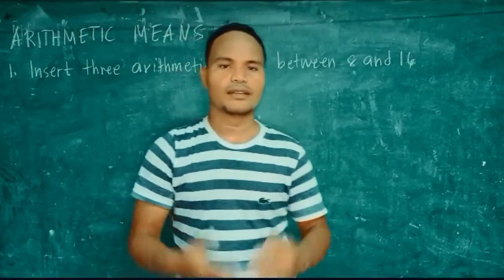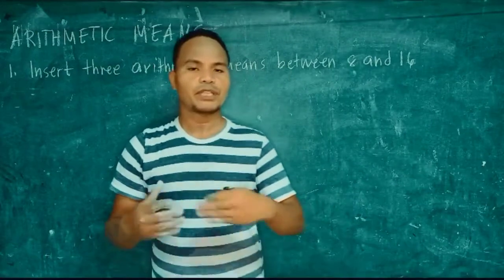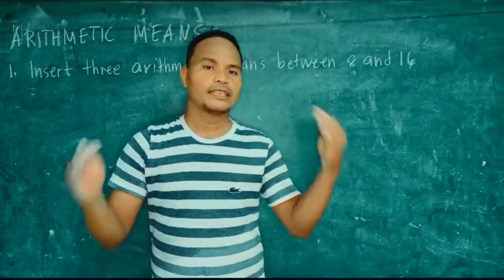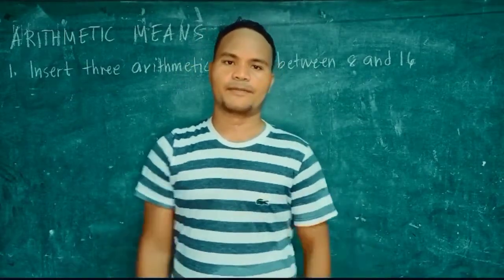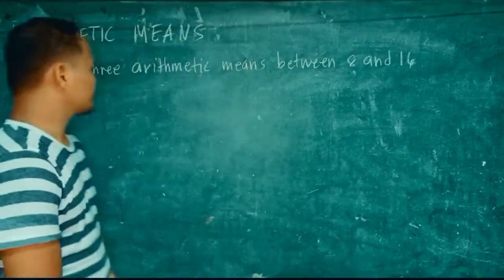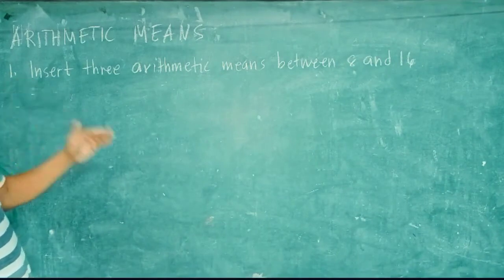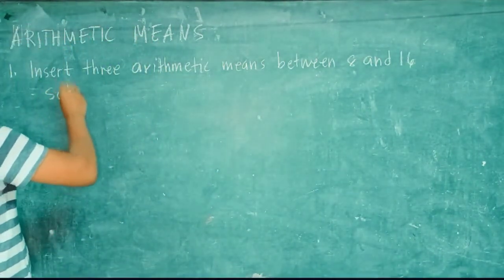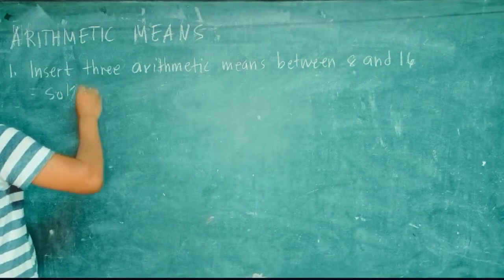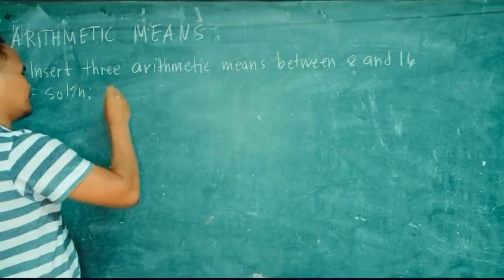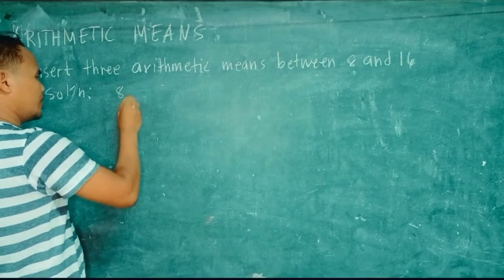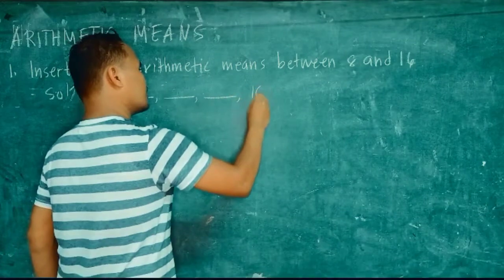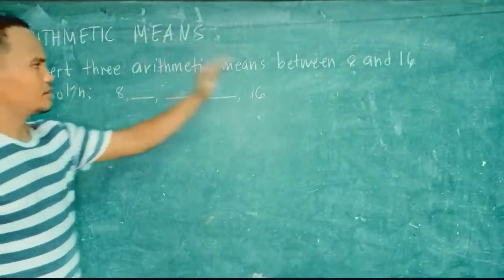Arithmetic means are term or terms between non-consecutive terms or arithmetic extremes. Let us have an example. Insert 3 arithmetic means between 8 and 16. Solution. The first term is 8. We are going to insert 3 arithmetic means between these terms.